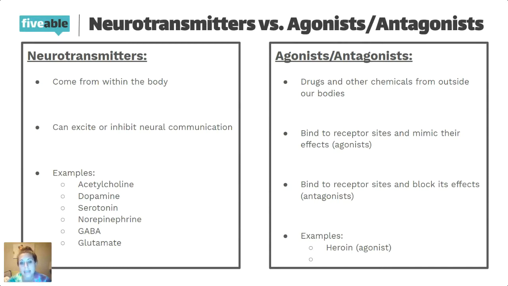So heroin acts as an agonist. It binds to receptor sites and mimics, what does heroin mimic? I want to say it's dopamine. Not positive, but heroin mimics one of the neurotransmitters in our body, which gives you this up feeling, and you feel so good because you're getting a rush of this feel-good neurotransmitter. Does that make sense?